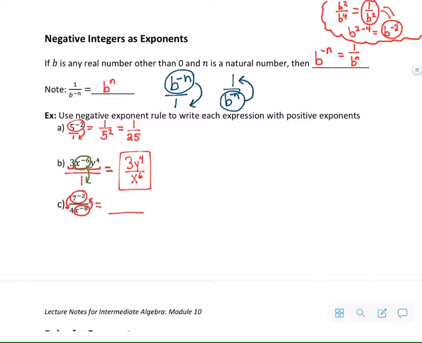Okay. So on top, I'll have x to the 8th. And on bottom, 4, I mean, and then I have a 7 squared. By the way, what is 7 squared? It's 49, right? And then 4 times 49. Yeah. 196.